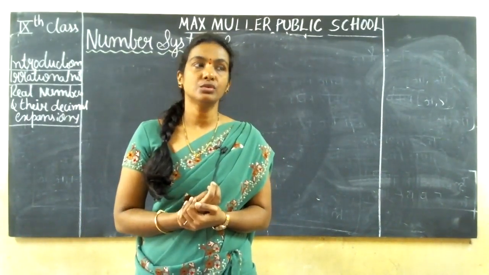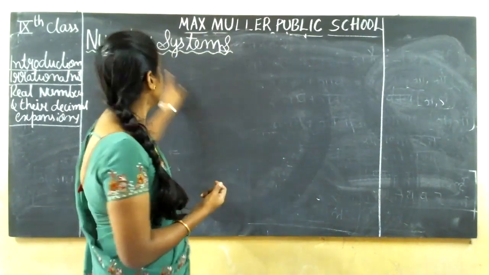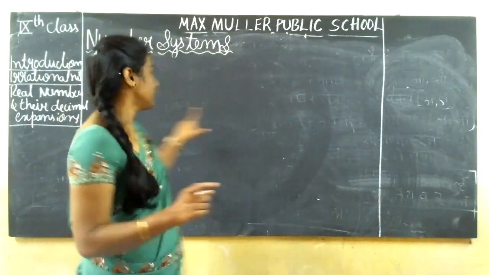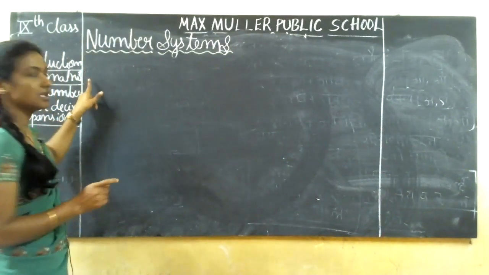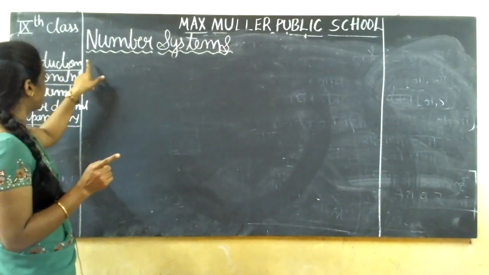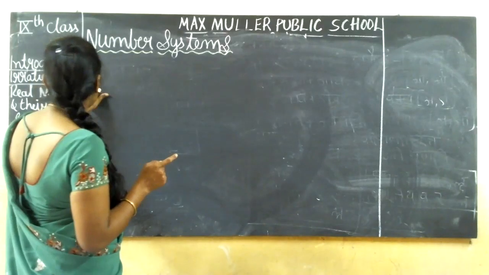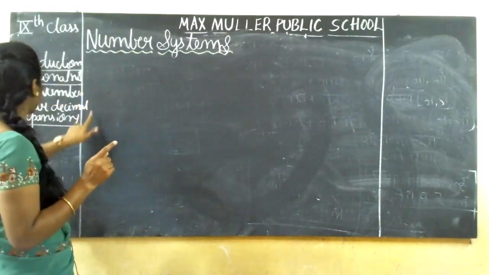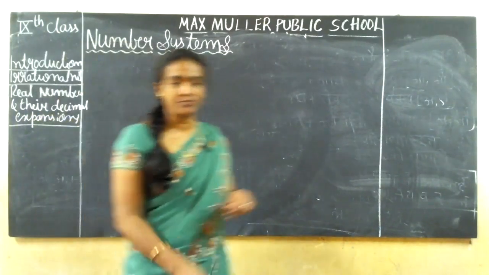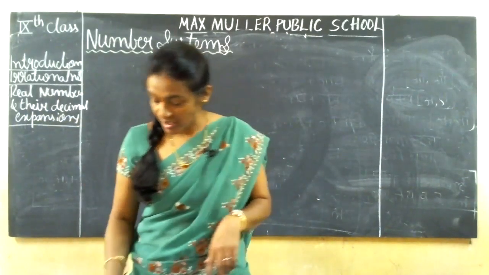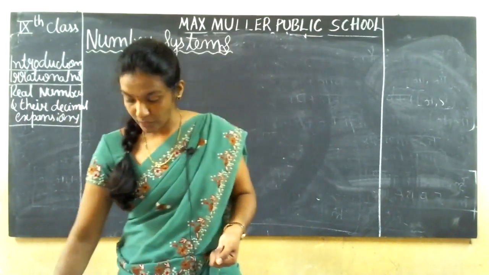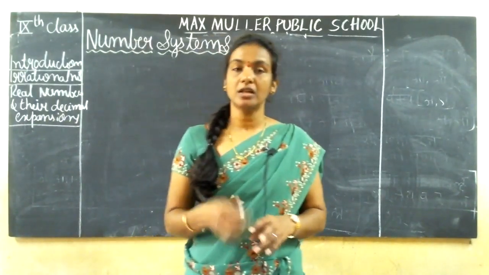In the last 2-3 classes we have been discussing the number systems. I have already completed the introduction, irrational numbers, and the exercises, and I started last class with real numbers and decimal expansions. In the decimal expansion, two more concepts remain to be explained. Before that, let me recall the previous session.